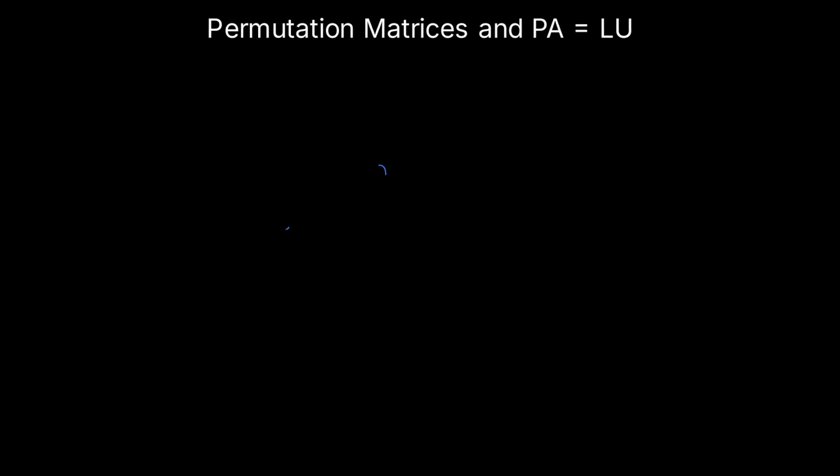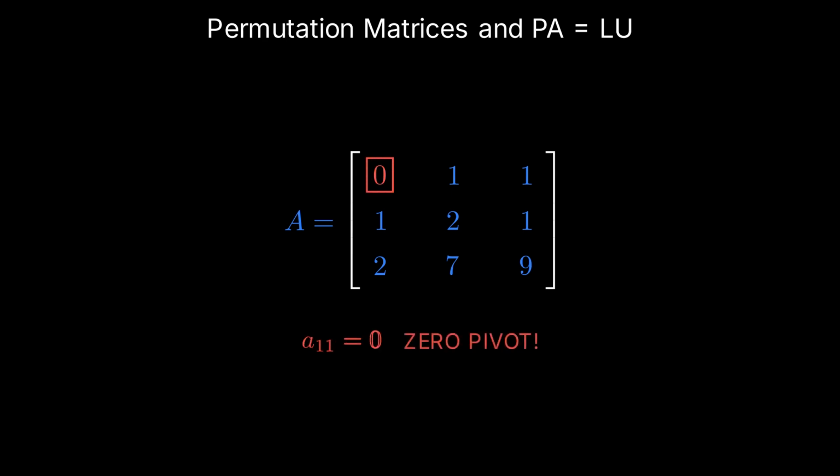Elimination just broke. Here's a 3 by 3 matrix A. The first row is 0, 1, 1. The second row is 1, 2, 1. The third row is 2, 7, 9. The first step of elimination needs the 1, 1 entry as the pivot. That's the diagonal entry used to eliminate everything below it. But it's 0. You can't divide by 0, so the algorithm hits a wall.